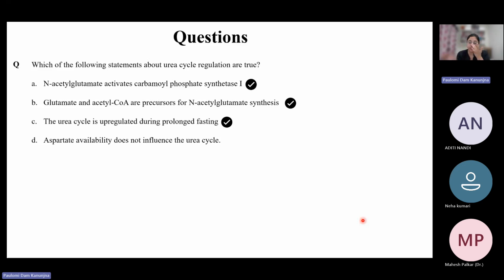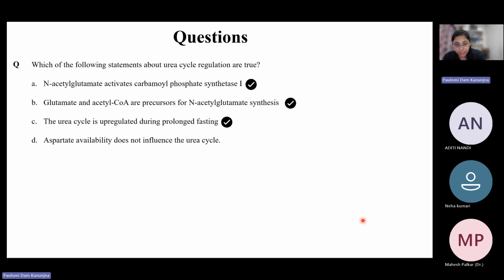Okay, we'll do it one by one. This is part of the regulation of the urea cycle, which I did not do. If you look into the theory, you will find a part which talks about urea cycle regulation. If not, it's easy to understand from here. Let's look into the first statement. It says N-acetyl glutamate activates carbamoyl phosphate synthetase 1. And we know that carbamoyl phosphate synthetase 1 is the enzyme responsible for the formation of carbamoyl phosphate. So N-acetyl glutamate, also called NAG, is truly an activator of this CPS1.